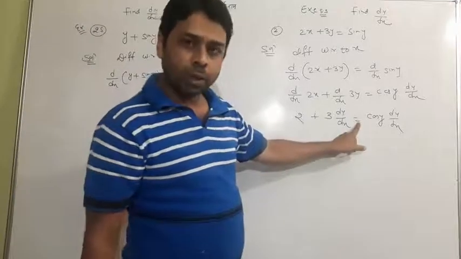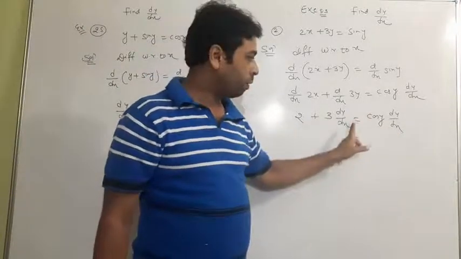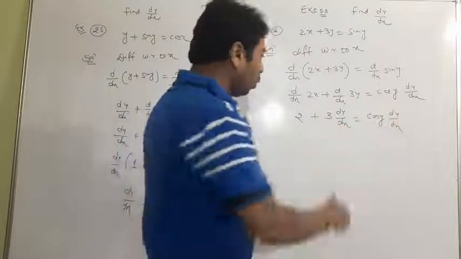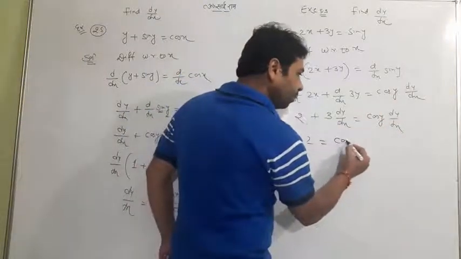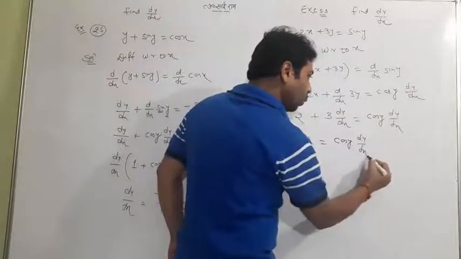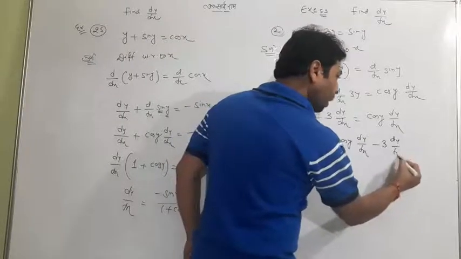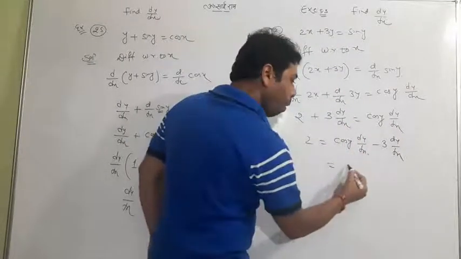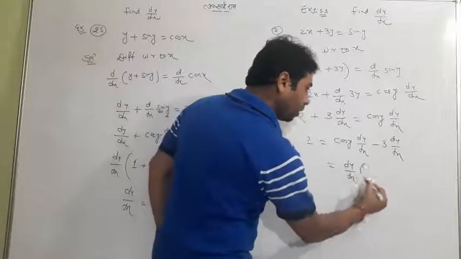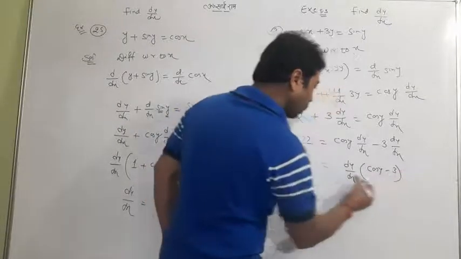It is equal to sin. We have a dy by dx here. So we transfer the term dy by dx to one side of the equation. I will take out common dy by dx from both the terms. I have a cos y minus 3.